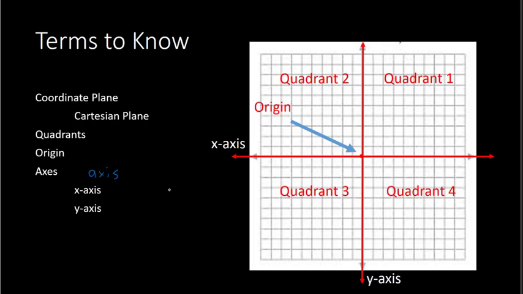Now, if you want maybe a way to remember which axis is which, one way that you can maybe remember is that the letter y, if you extend this part of the y down, it's going to be vertical. So the y-axis is the vertical one. It goes up and down. We also have some more terms to know.